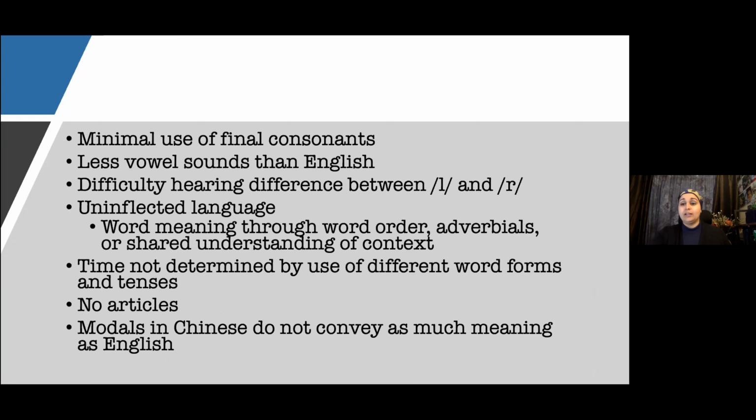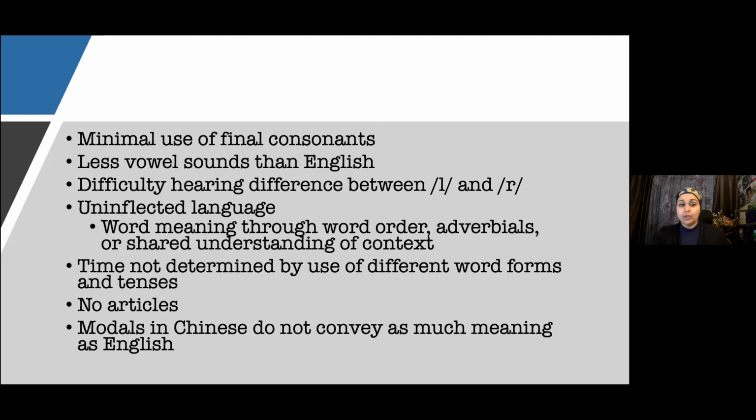There's minimal use of final consonants. So again, final consonant deletion. Is it really final consonant deletion, or are they just not used to having consonants at the ends of words? Less vowel sounds than in English. There's difficulty hearing the difference between L and R, so that often will change their pronunciation of certain words.